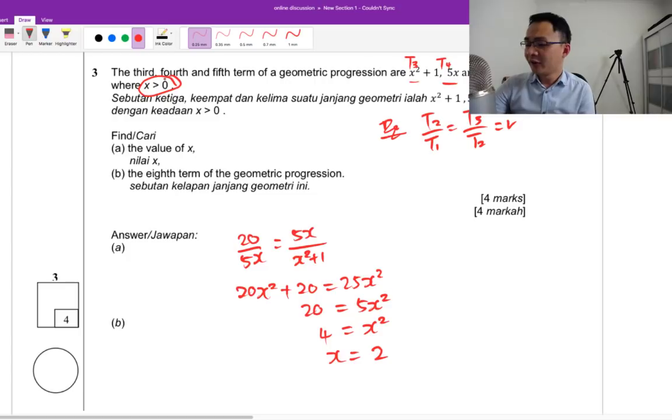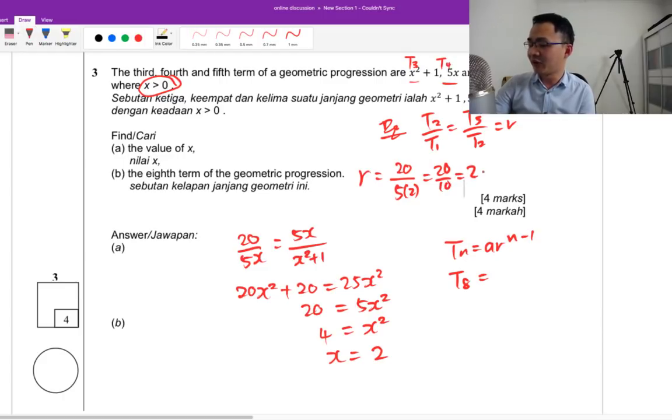And then find the 8th term of the geometric progression. So the Tn formula is ar^(n-1). So 8th term means T8. But the problem right now is I don't have any a, and I do not know what my r is. So I will just substitute to find my r. So r will be 20 over 5x. And I got my x now is 2. 20 divided by 10. My r is 2.